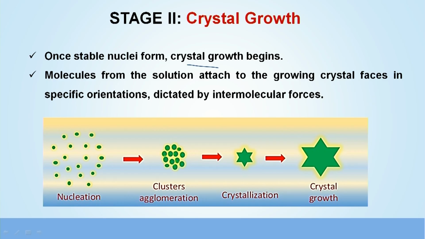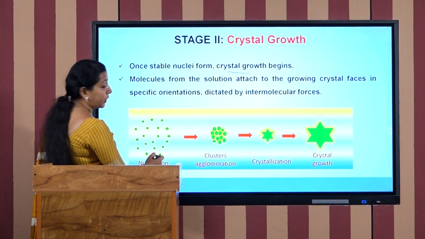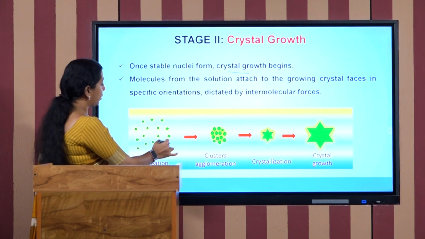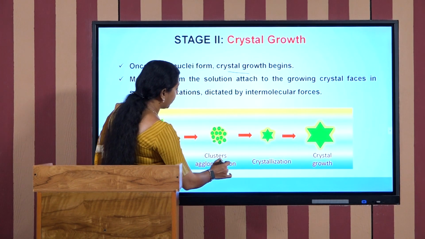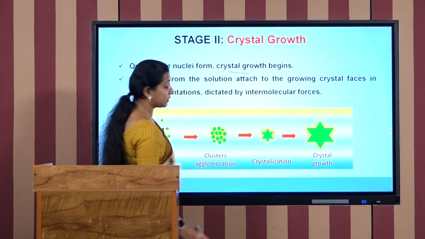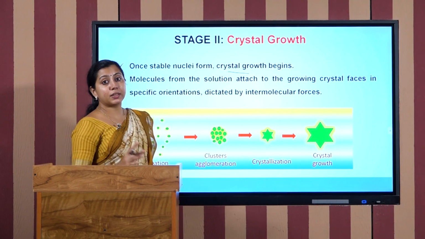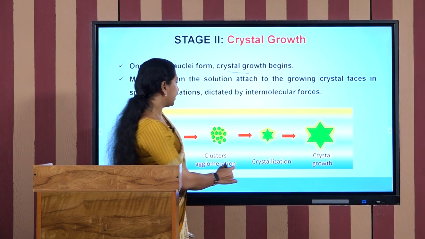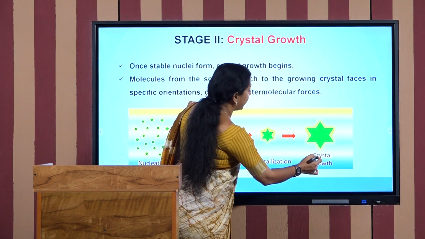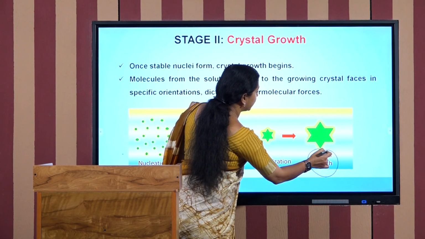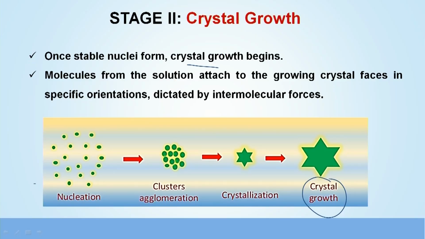As you can see in this figure, the first stage is nucleation. There will be tiny ordered arrangement of the molecules. Now, these will come together or agglomerate together to form small clusters, and when these clusters reach a critical size, then the crystallization will begin, and that will finally lead to crystal growth. So, this is the second stage, that is the crystal growth.